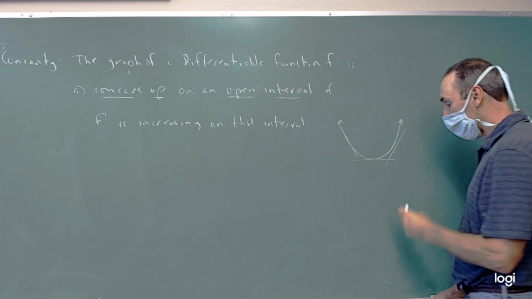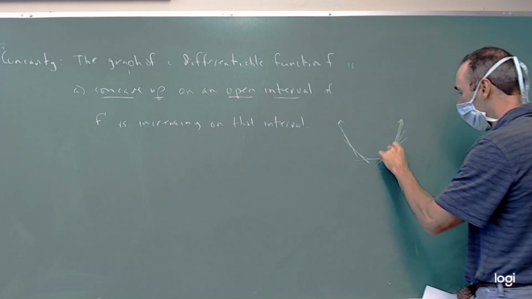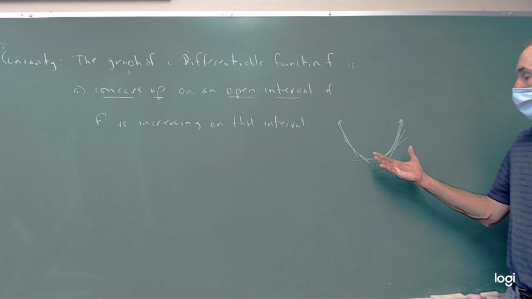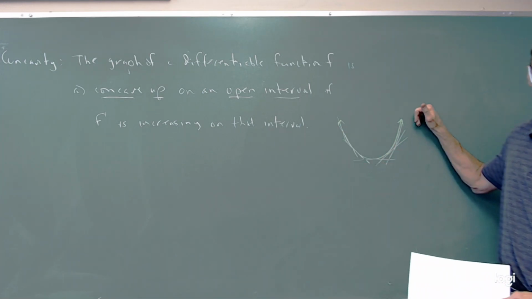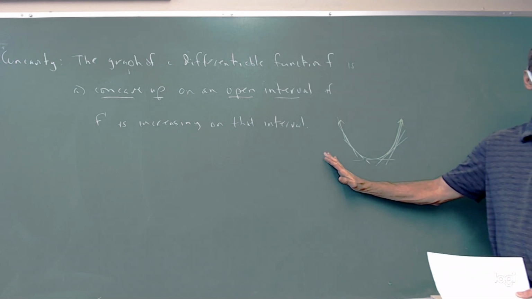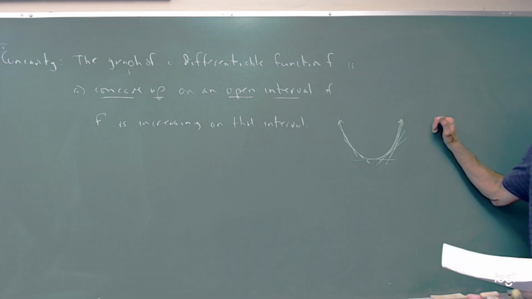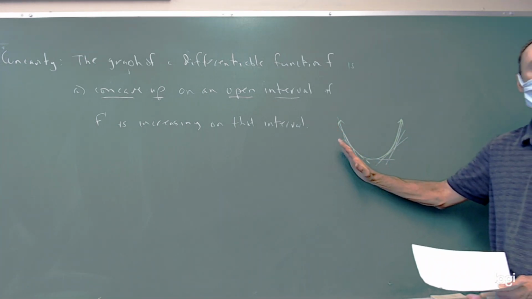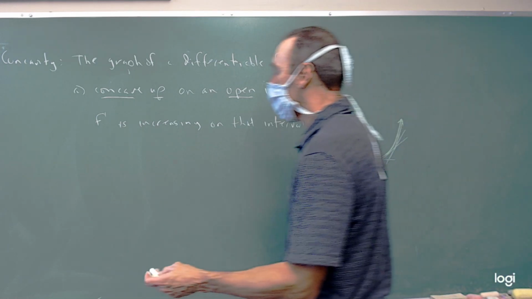Now, another way of thinking of it is some books, some authors describe a function as concave up if the graph lies above all of its tangent lines on that interval. So that's another kind of interesting and neat way of thinking of it, that concave up means it lies above its tangent lines. And then similarly, you can get the concave down.